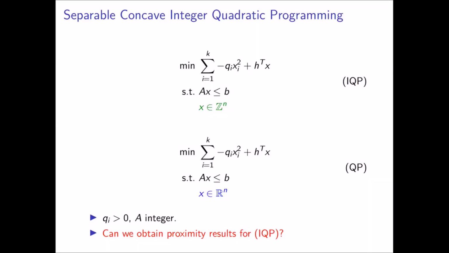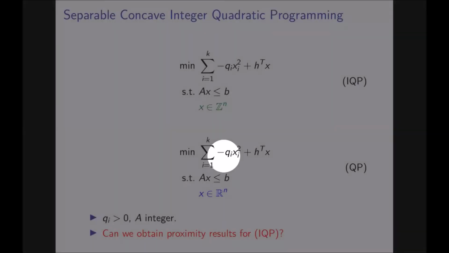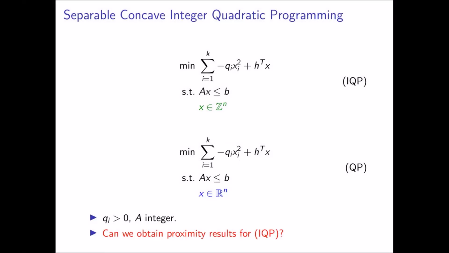On the other hand, the continuous problem that we consider in this talk is QP in this slide. And this is the separable concave quadratic programming problem obtained from IQP by simply dropping the integer constraints.